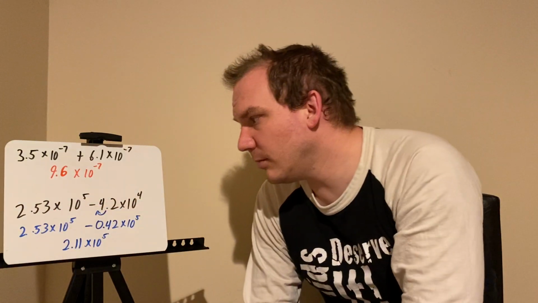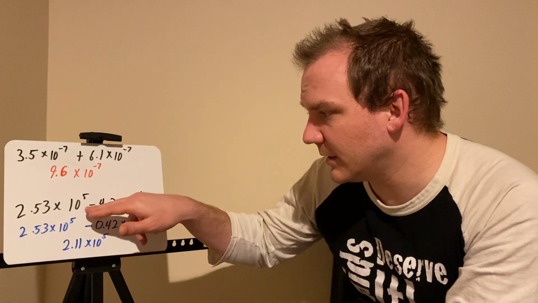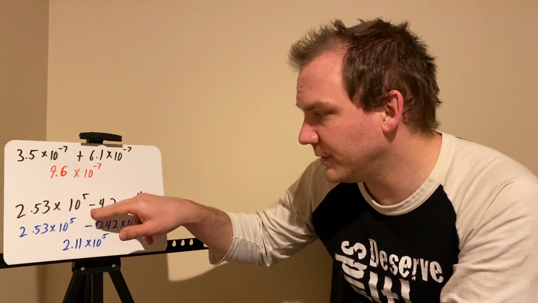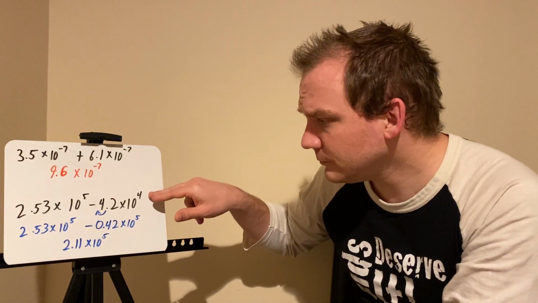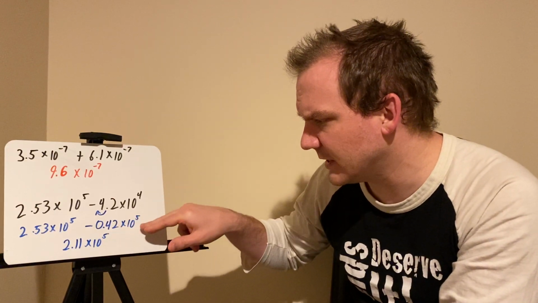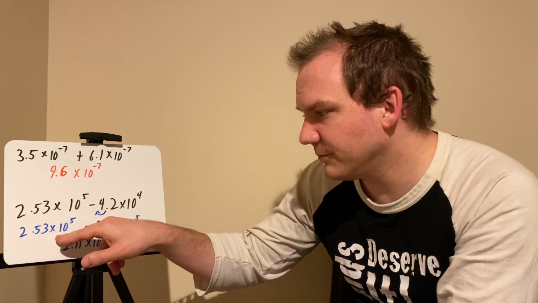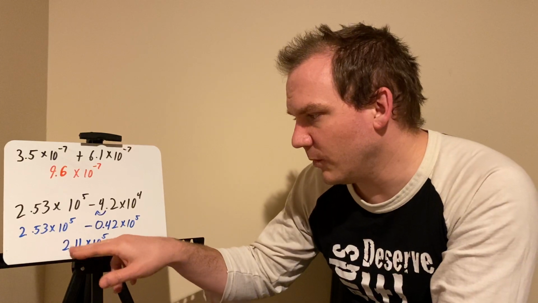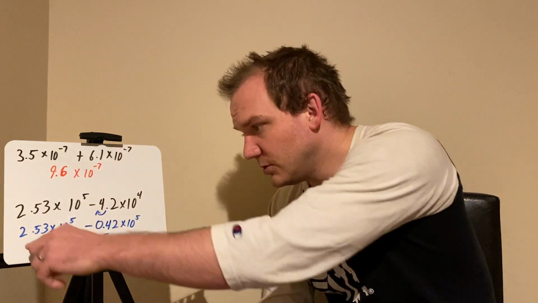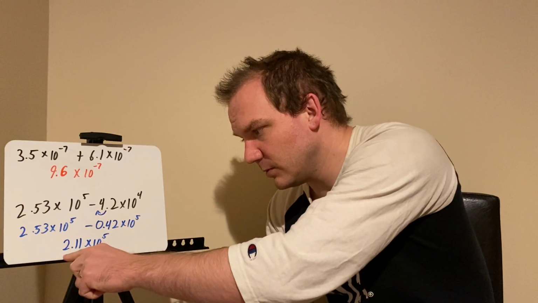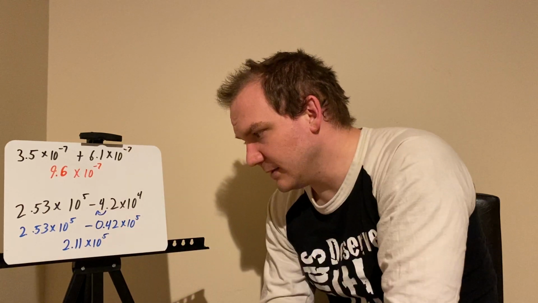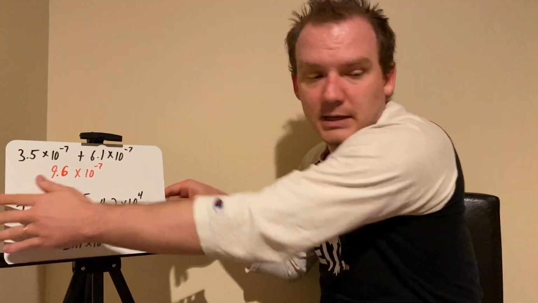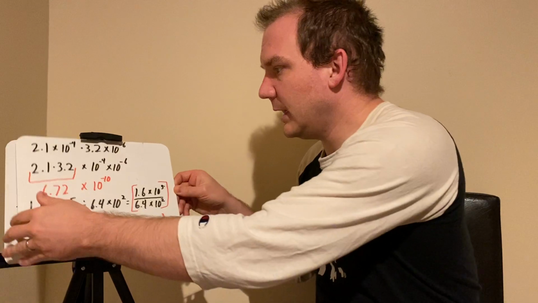In this subtraction problem, I made it so that the powers of 10 are different. So I had to adjust one of them, and I adjusted the 4.2. I moved it 1 to the left, which adds a power of 10. So it becomes 0.42 times 10 to the 5th. Then I do 2.53 times 10 to the 5th minus 0.42 times 10 to the 5th. I end up with 2.11 because I just subtract the mantissas. 2.53 minus 0.42 equals 2.11. My exponent is 10 to the 5th, and I can keep this the same because my mantissa is still between 1 and 10.